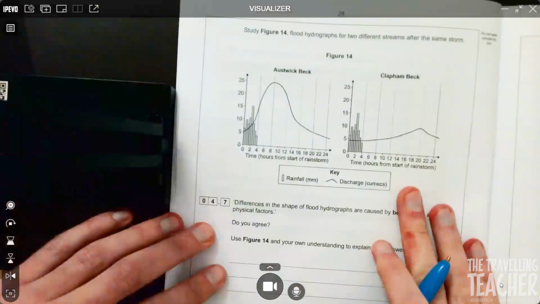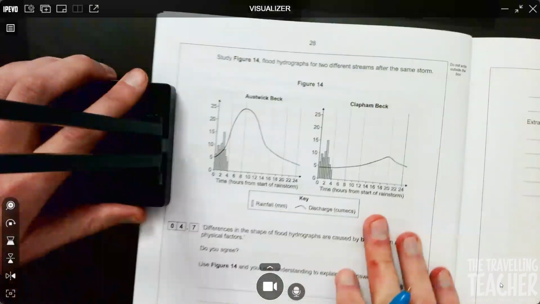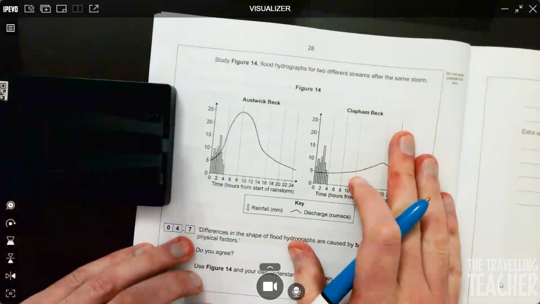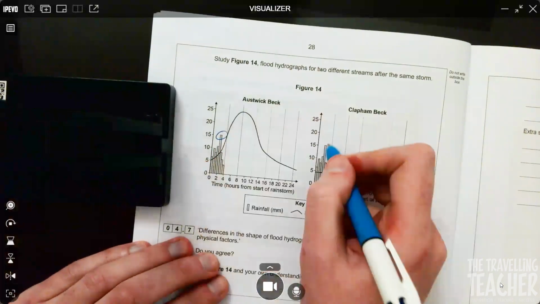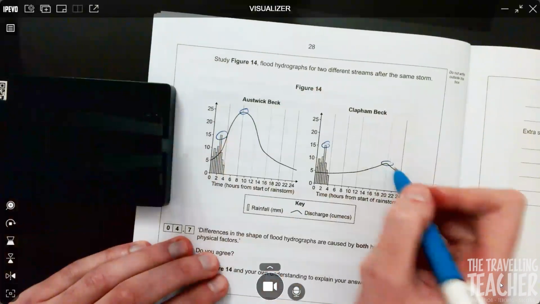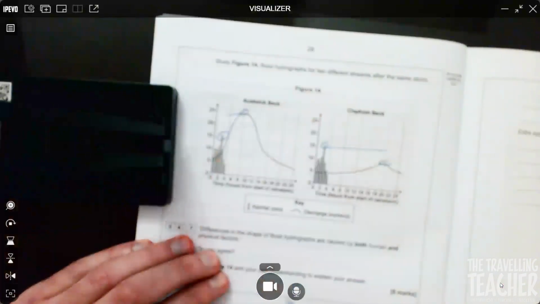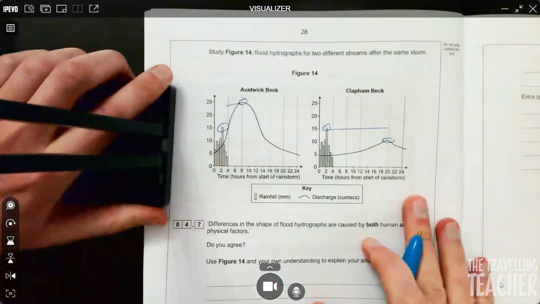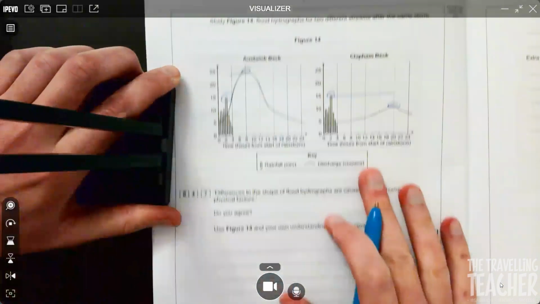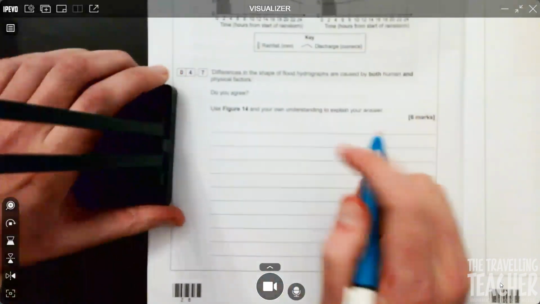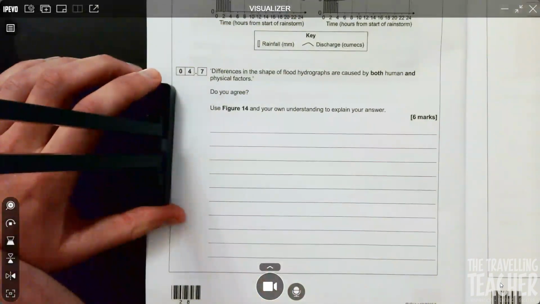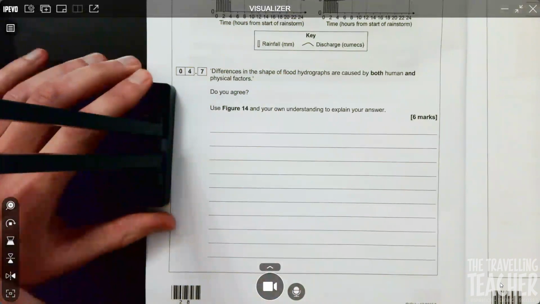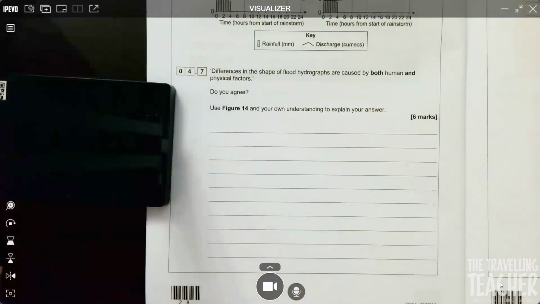Okay, so study figure 14, flood hydrographs for two different streams after the same storm. So we've got peak rainfall, we've got peak discharge, and obviously the time in between each one is known as the lag time. Okay. So differences in the shape of the flood hydrographs are caused by both human and physical factors. Do you agree? Here we go.